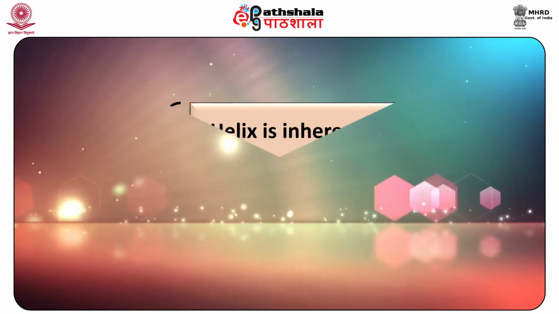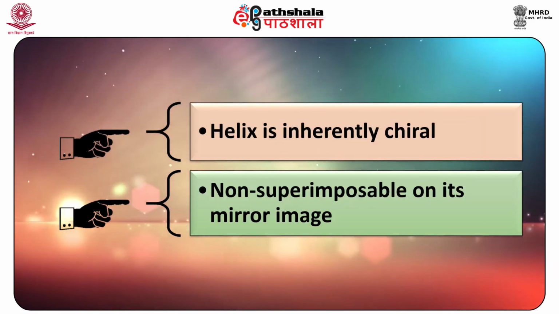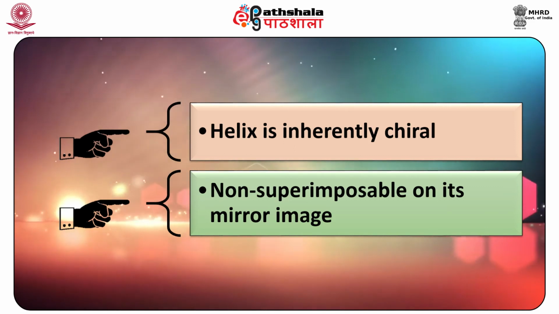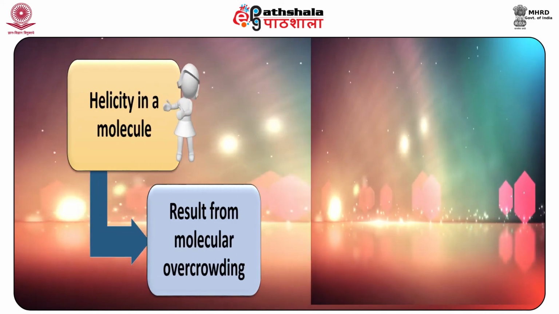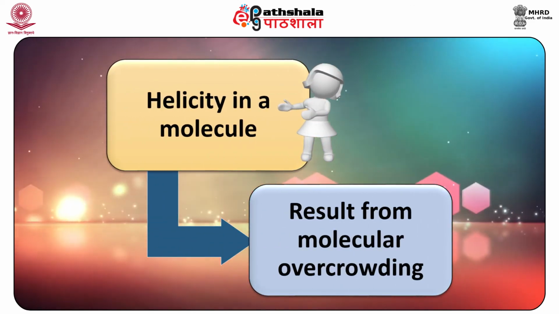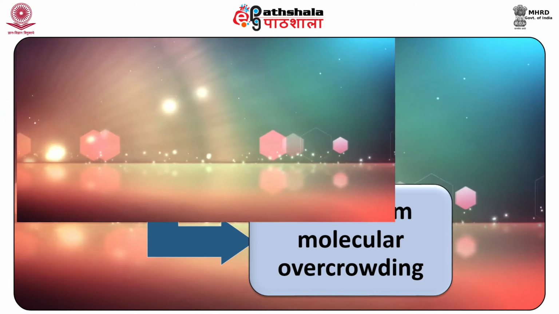To summarize, a special case of chirality axis appears in the molecules with a helical shape. A helix is inherently chiral and is non-superimposable on its mirror image. Helices are chiral objects that look like screws and can therefore be right or left-handed respectively. Helicity in a molecule may also result from molecular overcrowding. This is manifested in molecules such as helicenes, benzophenanthrenes and even phenanthrenes.